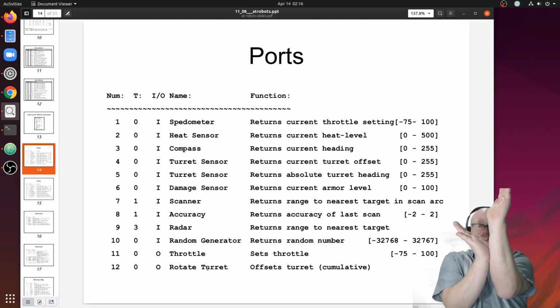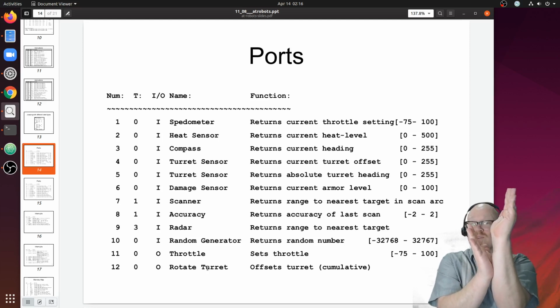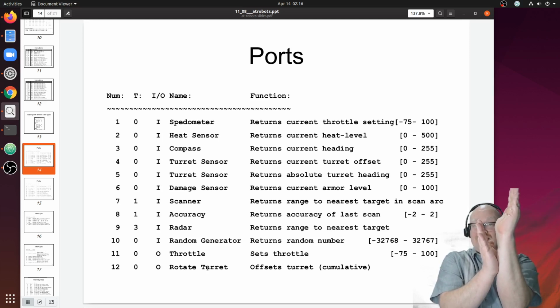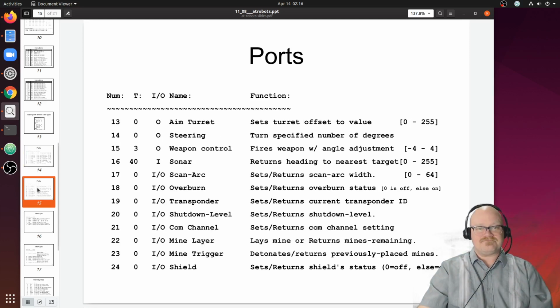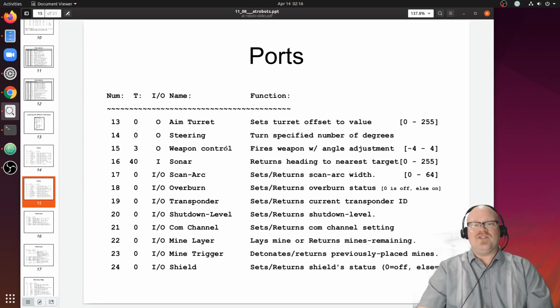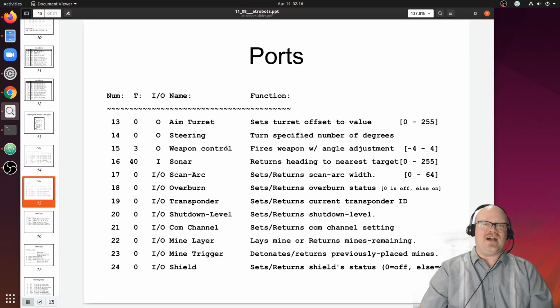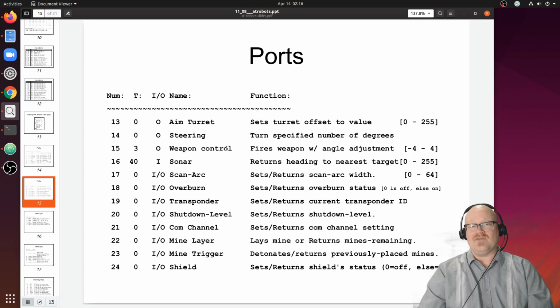But if you're over here and the turret starts rotating 32, but you tell it to go 32 again before it's done, this is a cumulative rotation. So it's not going to go 32 additional degrees from here. It's going to go your original 32 plus a second 32. So that's a cumulative rotation. You can also aim the turret to a specific offset value relative to the robot itself, so somewhere between 0 and 255 degrees offset from the robot's current direction.